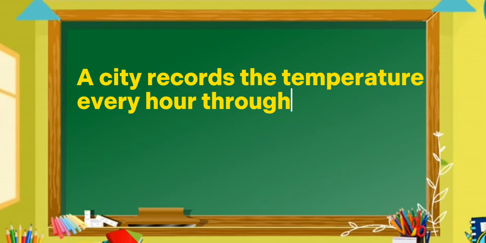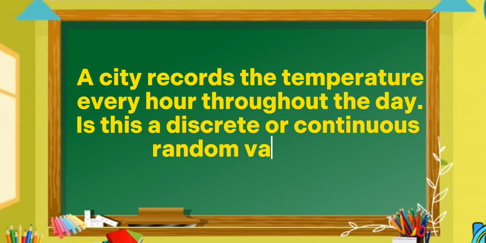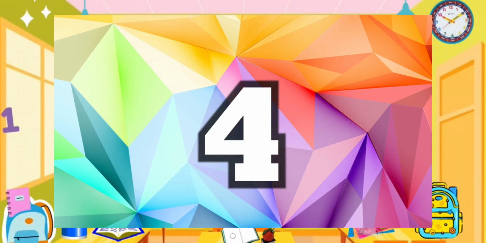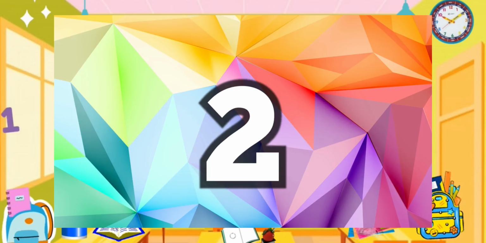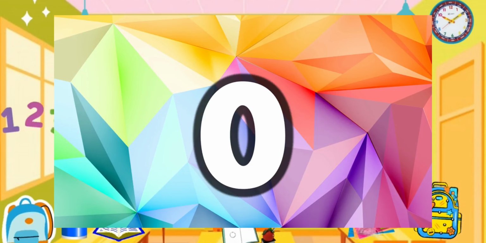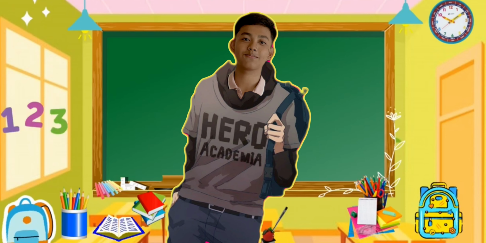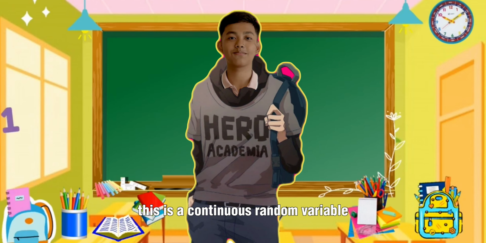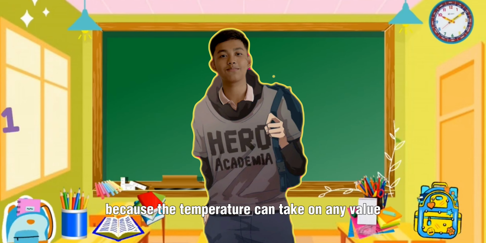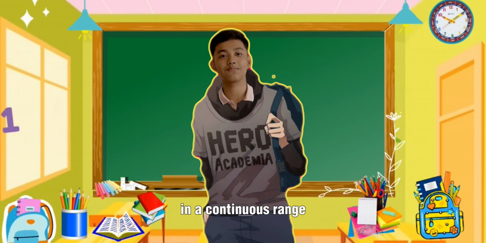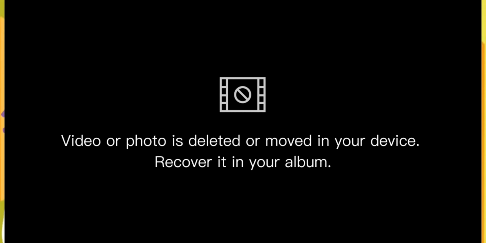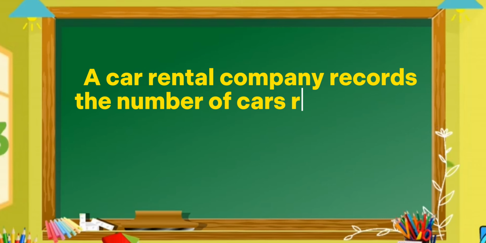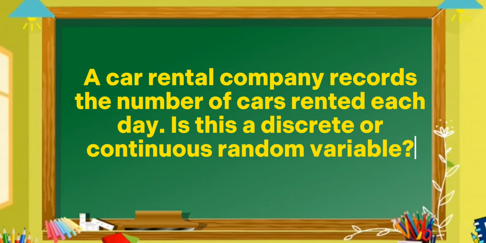A city records the temperature every hour throughout the day. Is this a discrete or continuous random variable? And the answer is, this is a continuous random variable because the temperature can take on any value in a continuous range.